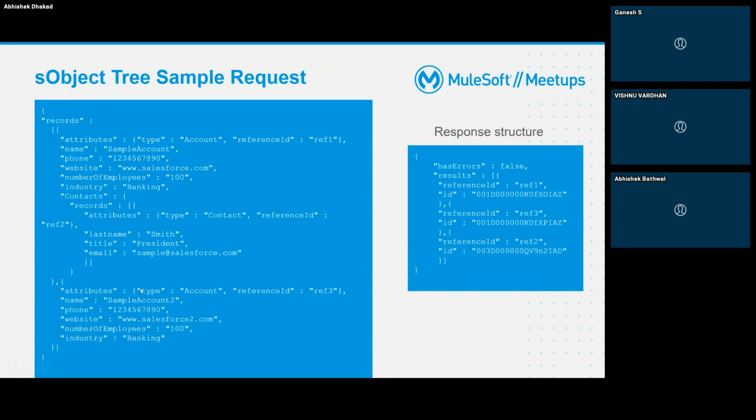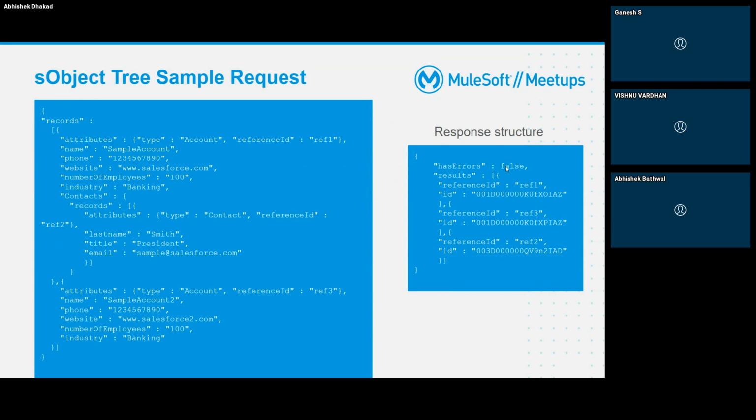In the second sub request, again we can create an account which will be having the reference id ref3, and then name, phone, website, likewise. So in this request operation we are creating two accounts, and out of two accounts, one account has another sub element, a contact, of that account. And if you see the response structure, it is similar to the composite batch, where we will get to know whether an error has occurred or not.